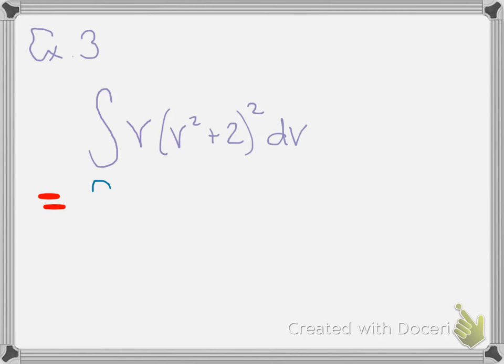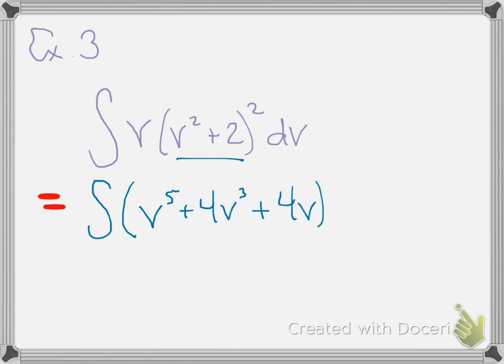And what do we get? So when I square the v squared plus 2, all of this stuff here, we're going to get v to the fourth plus 4v squared plus 4. And then I'm going to have to multiply that by another v. So let's just write this all out. V to the fourth times v will be v to the fifth. The 4v squared times v will be 4v cubed, and then plus 4 times v, or 4v.